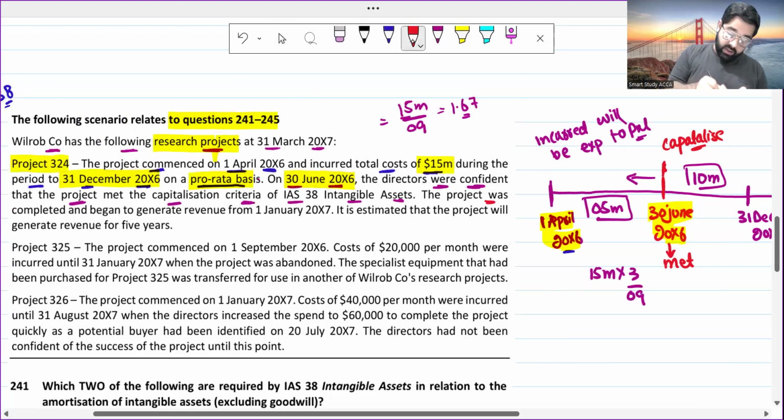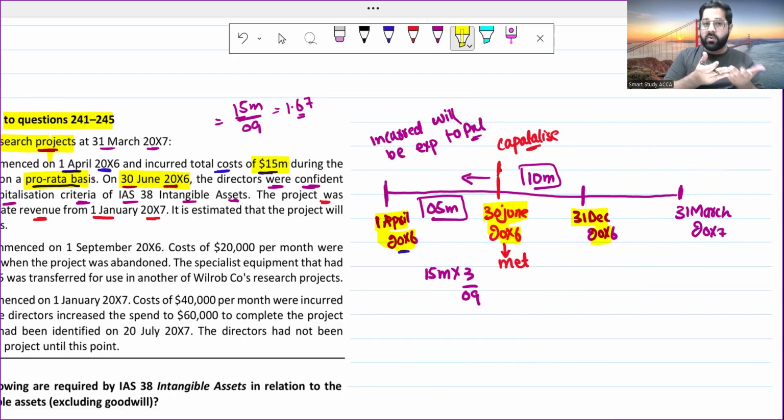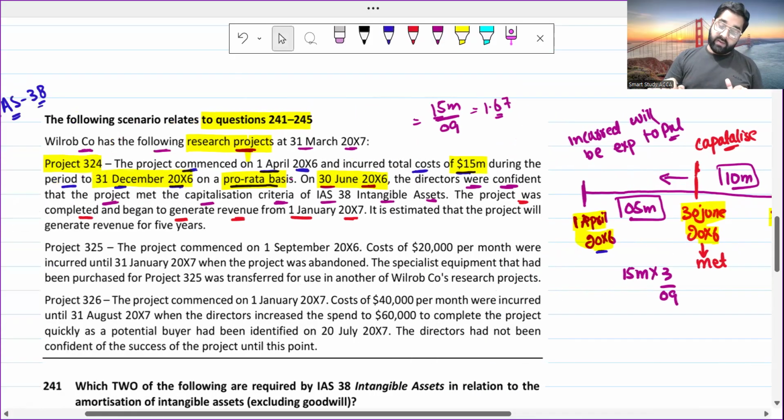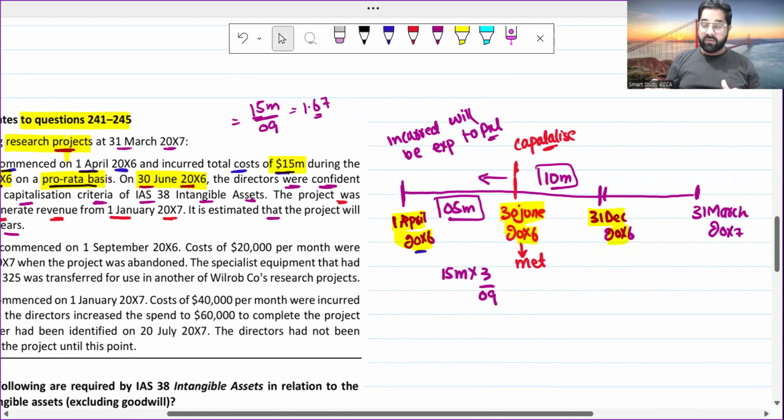Now the project was completed and began to generate revenue from 1st January 20x7. When the project has been completed on 31st December 20x6, it is immediately available for use. So when it is immediately available for use, you will charge amortization from here. You will charge the amortization expense from the date when it is available for use because of the matching concept. It is estimated that the project will generate revenue for 5 years. The total useful life for this project is 5 years.